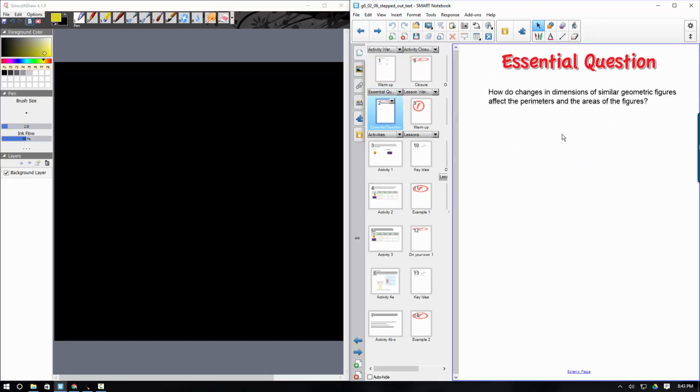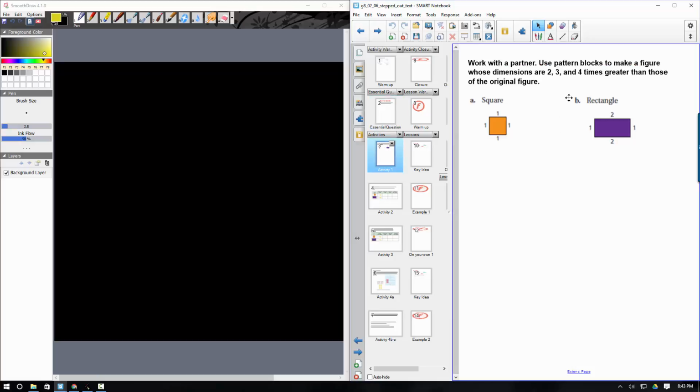The question is, how do the changes in dimension of similar geometric figures affect the perimeter and areas of the figures? So we'll start off with this here, and it says make pattern blocks. And we have make dimensions that are 2, 3, or 4 times greater than those of the original. So if I go through here and I have my pattern block, and if I make it 2 of these, how will that change things?